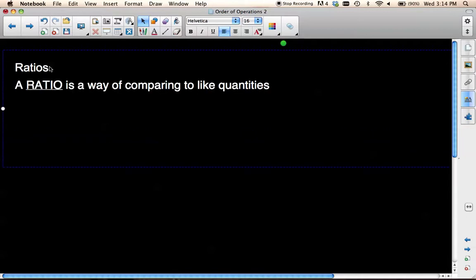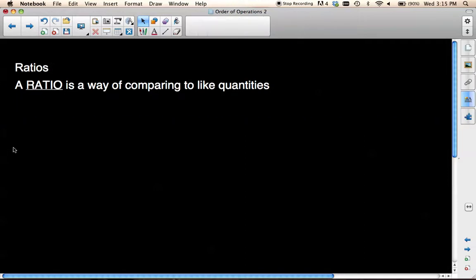So a ratio is a way of comparing two like quantities. That's it. That's all it is. Now, what exactly does that mean? Well, let's go with an example. Let's say we had 10 cars to every scooter. So 10 cars to 5 scooters. Okay? So this is our ratio.